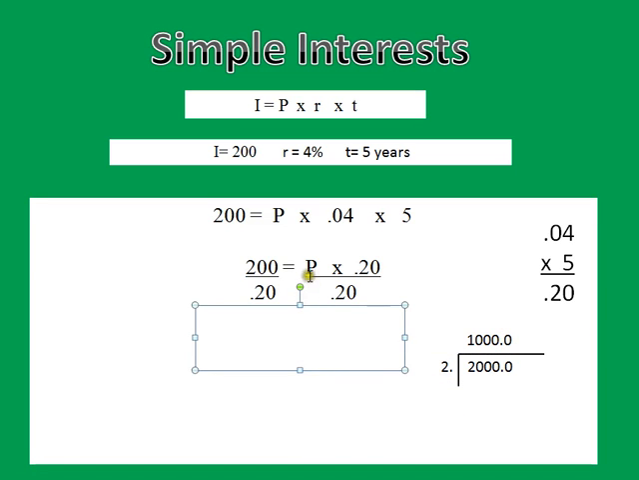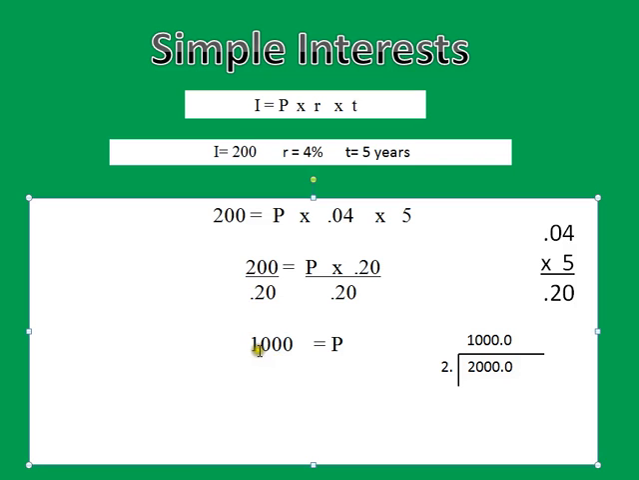So I know that when I divide this side, P times 0.20 divided by 0.20, those on the top and the bottom are going to cancel each other out, and I get a P. And when I did my division problem over here, 200 divided by 0.20 equals 1,000. Okay? So I started out by borrowing $1,000. That's my P. And if I multiplied it by my rate, 4%, 0.04, and 5 years, my interest is $200. So I'd have to pay back my $1,000 plus 200 more.